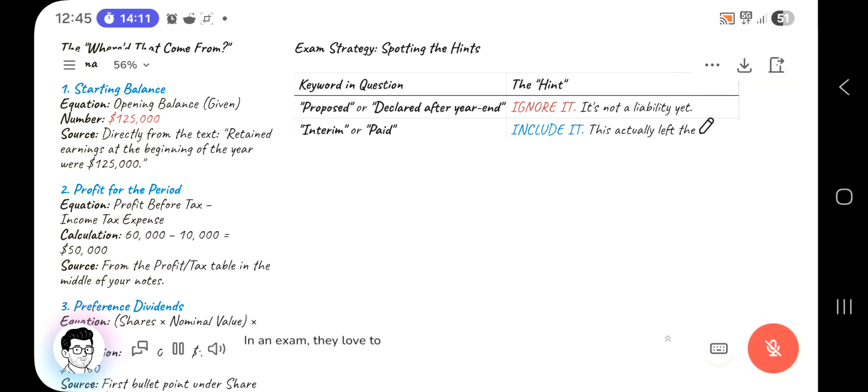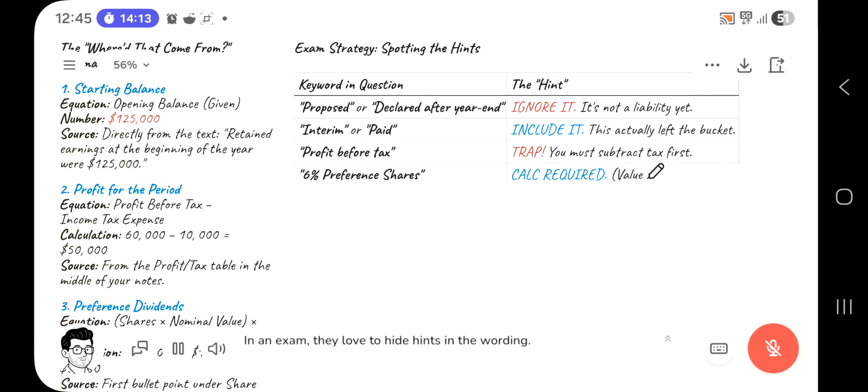In an exam, they love to hide hints in the wording. The biggest one is dates. If you see a dividend declared even one day after the year ends, like that January 20th date in your notes, that is a huge hint to leave it out.